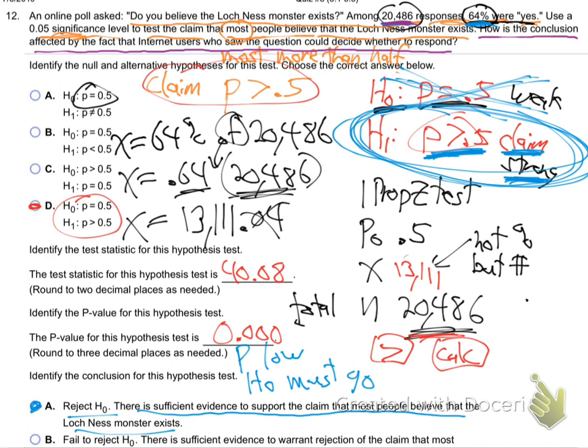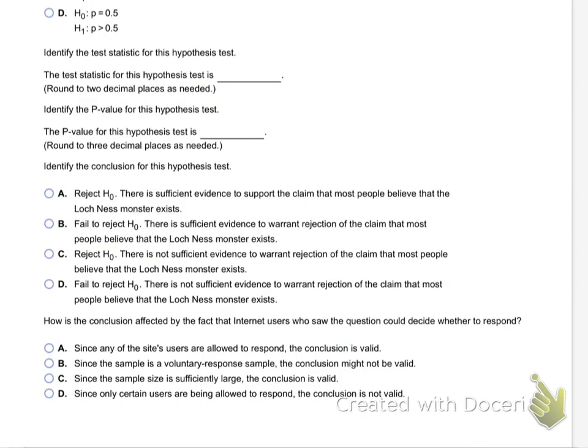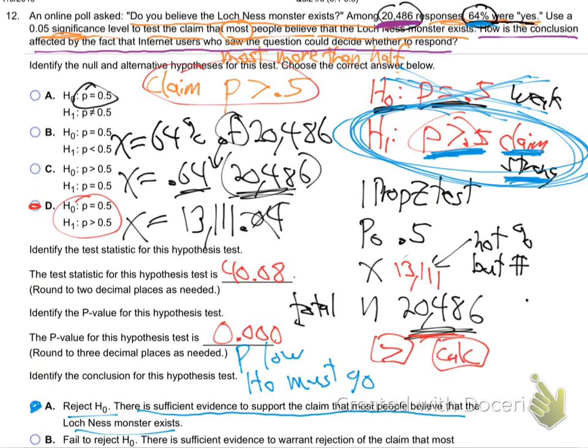You're just going to get the extreme people's view, because only an extreme person is going to bother to call in or answer an internet prompt about whether they believe in the Loch Ness Monster. So this is not what the average person thinks. These are extreme views. That's what they're getting at here when they say B, since the sample is a voluntary response sample, they could choose whether they respond or not. The conclusion might not be valid, right? That's not a valid conclusion. So there we go.